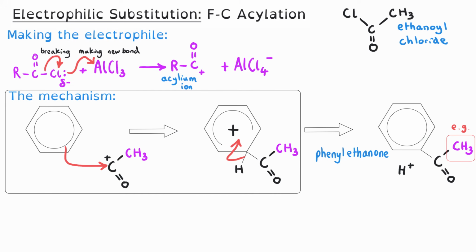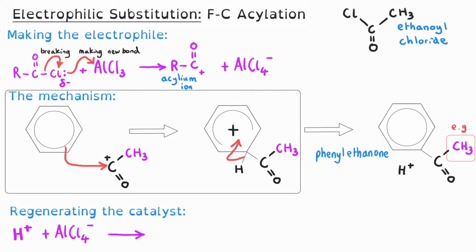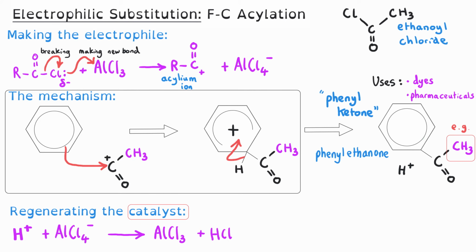As before, you wouldn't need to show this as part of the mechanism, but it's important to have awareness of what we're producing in this mechanism. And also, as with nitration, the catalyst is regenerated by reacting with the hydrogen ion that has been replaced. And so the hydrogen ion, which is highly reactive, reacts with the AlCl4- that was produced when we made our electrophile in the first place, and this turns into AlCl3, that's our catalyst being regenerated, and also HCl. And so in Friedel-Crafts acylation, as well as our phenyl ketone, phenylethanone in this case, we also produce HCl as a byproduct.